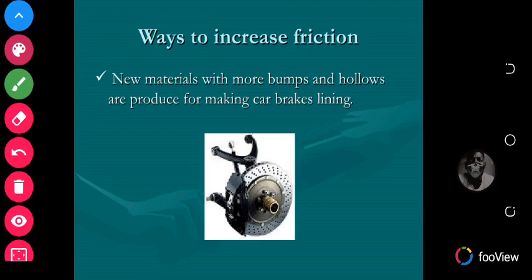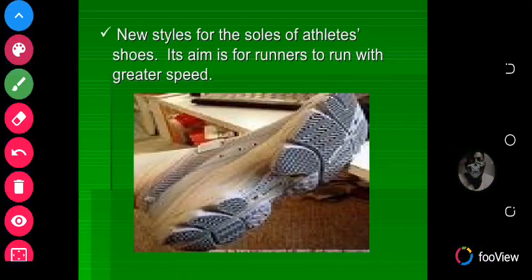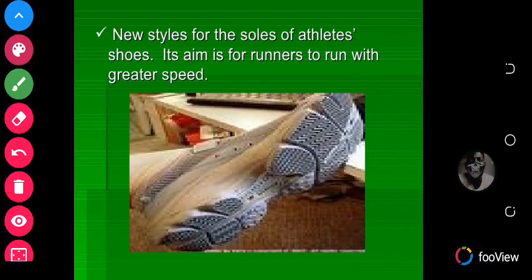Ways to increase friction: New materials with more bumps and hollows are produced for making car brake linings. New styles for soles of athletes' shoes. Its aim is for runners to run with greater speed. So when you look under the shoe, you realize that there are lots of zigzags and markings under the shoe, and this is done in order to increase the friction and to help the athletes run faster. So that is what friction can do.